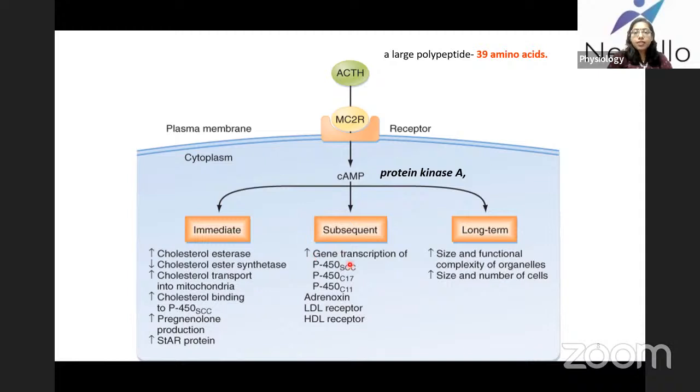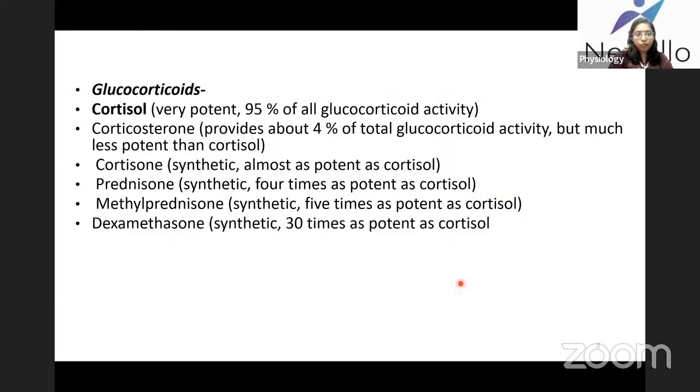Subsequent effect is increase in gene transcription, adrenodoxin, LDL receptor and HDL receptor activity, and in long-term activation, it increases the size and function, complexity of organelles, and increases the size and number of these cells. So these are in short the mechanism of action of ACTH, which is secreted by the anterior pituitary.